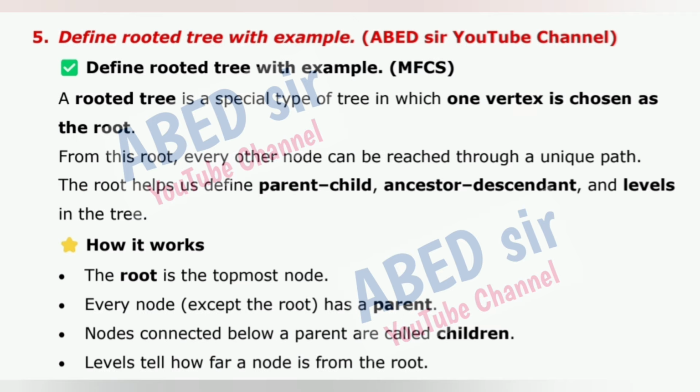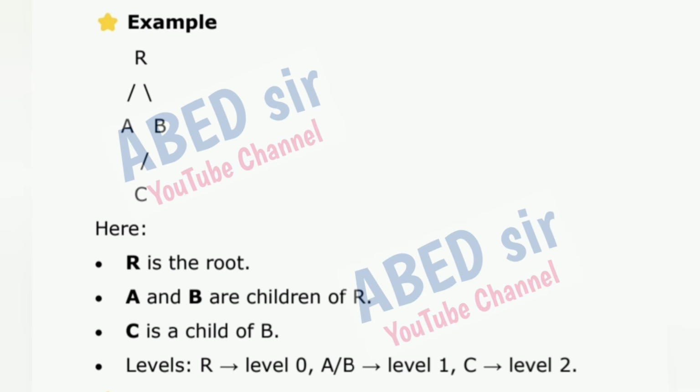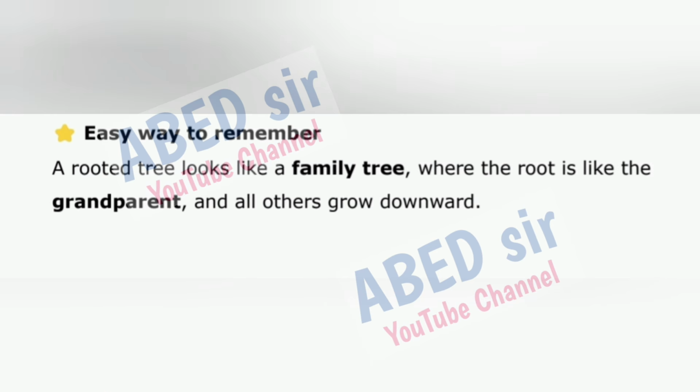How it works? The root is the topmost node. Every node, except the root, has a parent. Nodes connected below a parent are called children. Levels tell how far a node is from the root. Example: R, A, B, C. Here, R is the root. A and B are children of R. C is a child of B. Levels: R level 0, A and B level 1, C level 2. Easy way to remember.